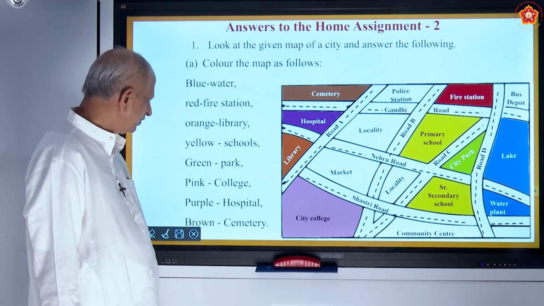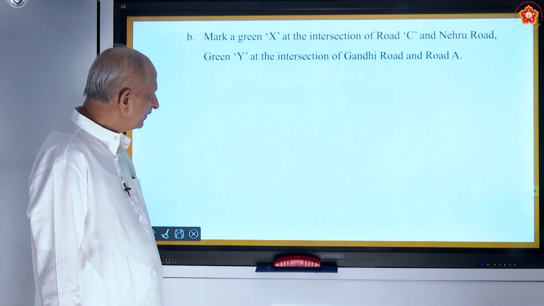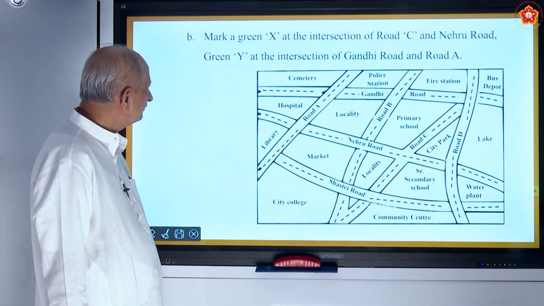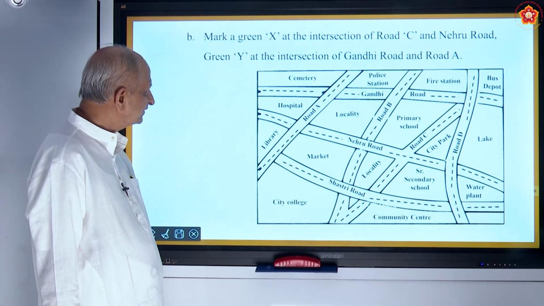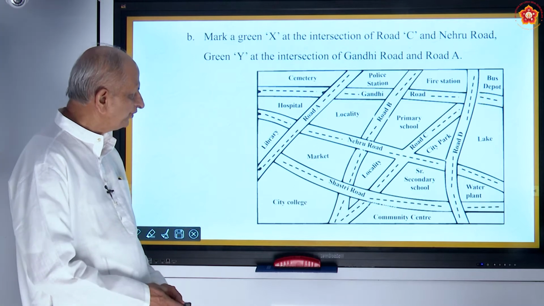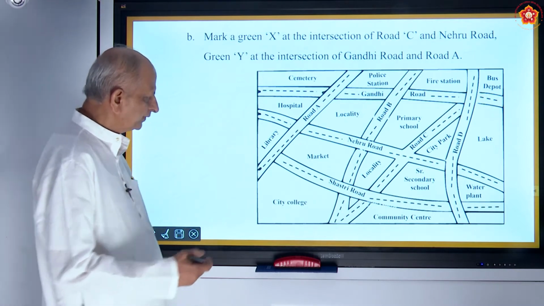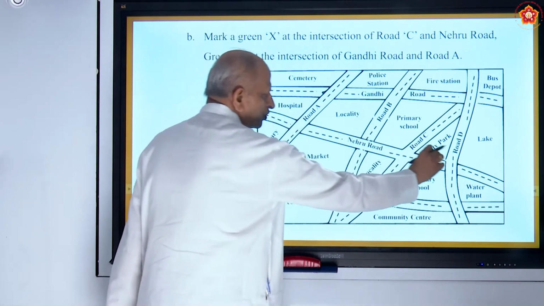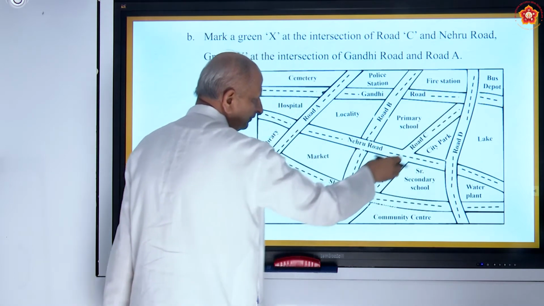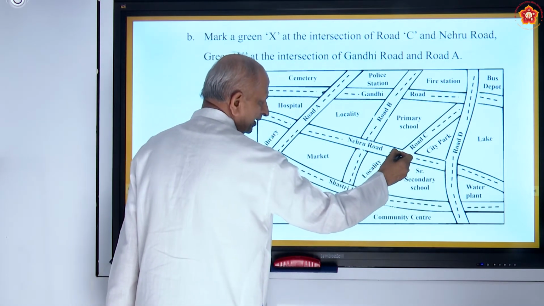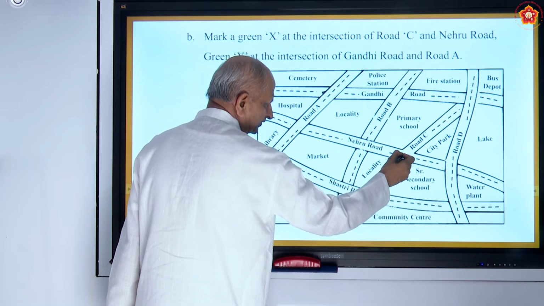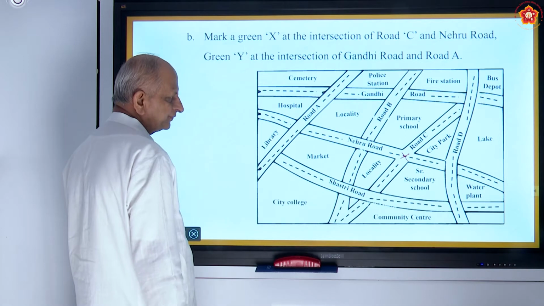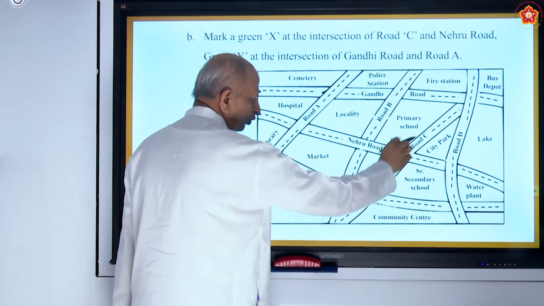Now you have to answer the questions. Question number 1 says, mark a green X at the intersection of Road C and Nehru Road. So this is Nehru Road. This is Road C. Here you have to mark X, they say. Mark X at the intersection of Nehru Road and Road C.